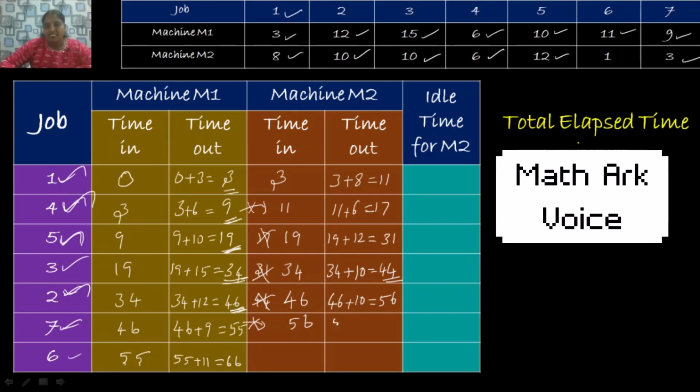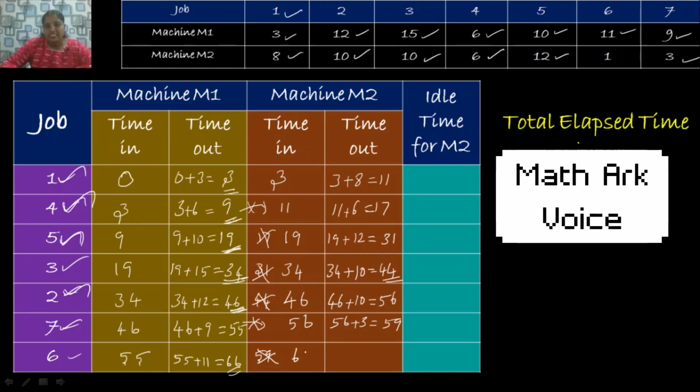So 56 plus 3, 59 hours. So at 59 hours the machine becomes free, but machine M2 doesn't have any job to process because at 66 hours only job 6 has completed its processing time on M1, so it has to wait.